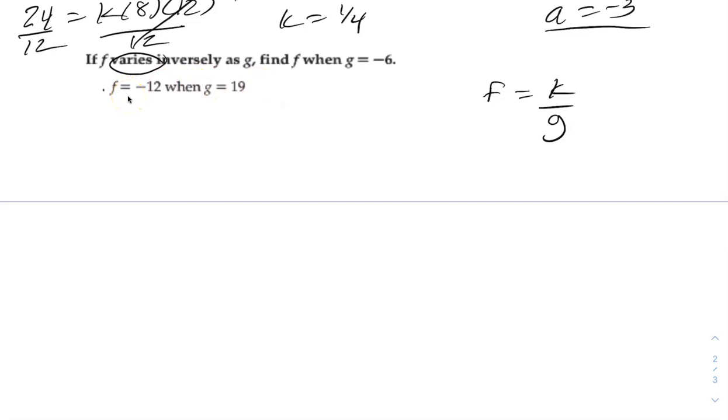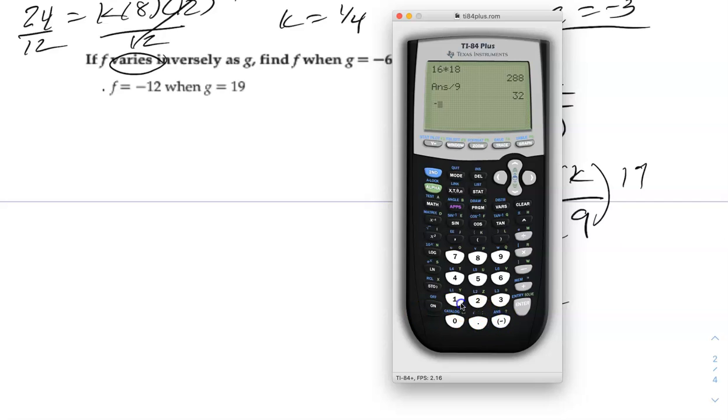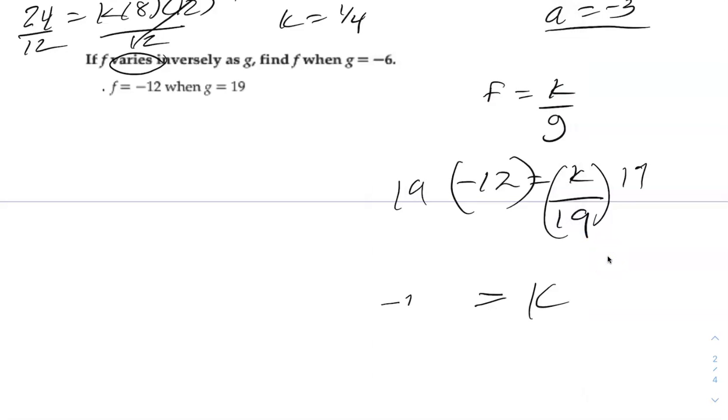Now I gotta figure out what k is, so I'm gonna plug this in. F equals negative 12 when g is 19. So get rid of the 19. Let's multiply both sides by 19. And k would equal negative 12 times 19. I am not Art Benjamin, so I'm gonna multiply it. Negative 228. Oh, I feel like we did that one earlier, man. Anyway, there's my k. So now you plug it back in. So f equals negative 228 over g.